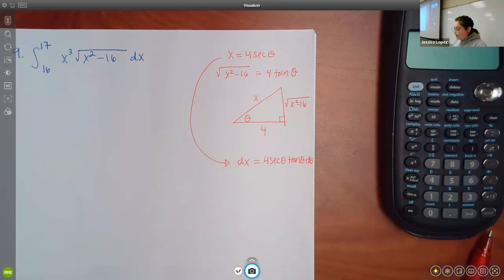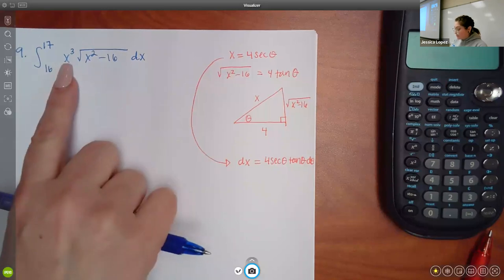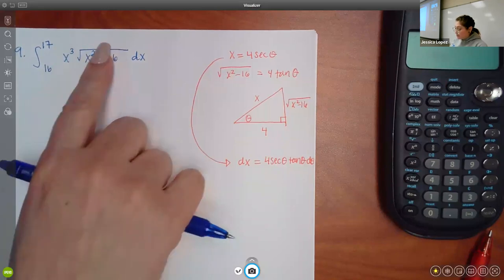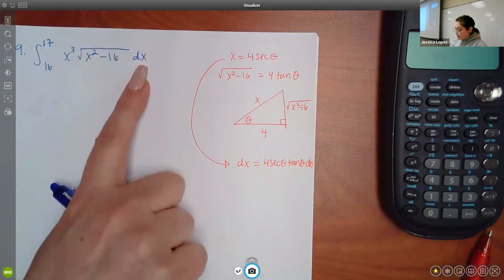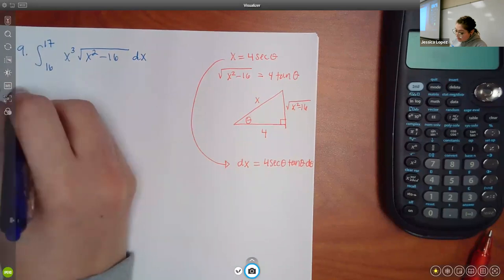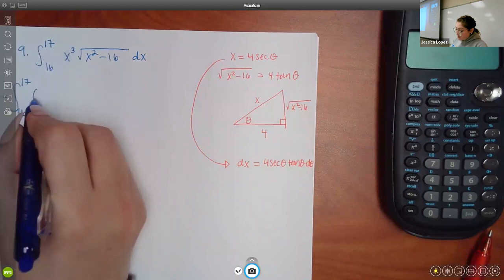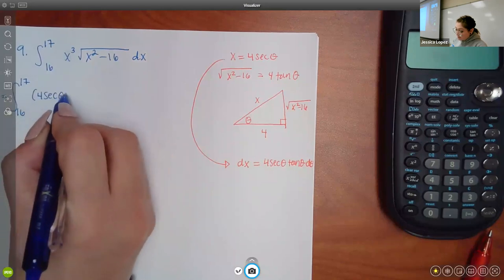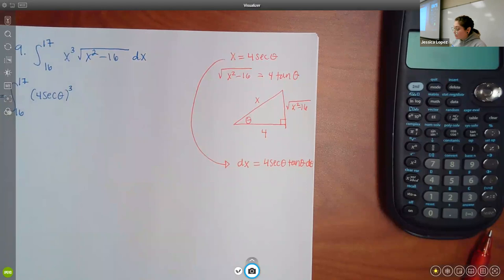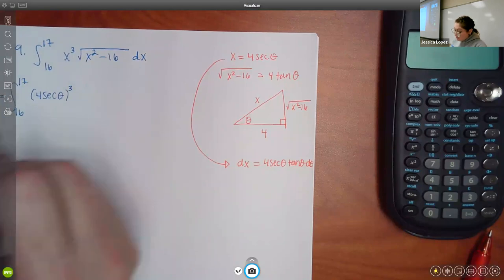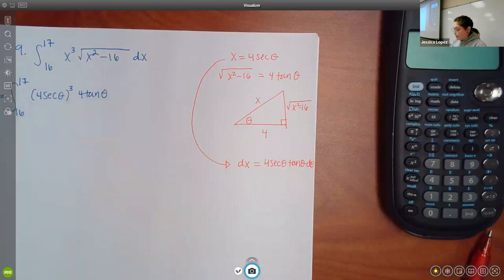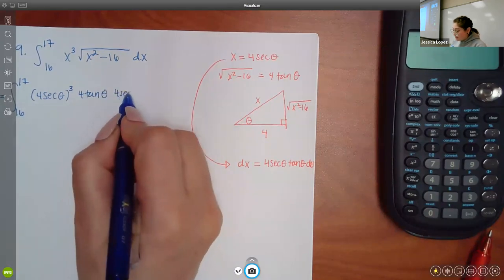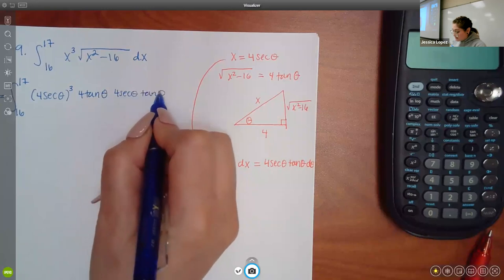So I have all the pieces I need because I know what to substitute for x, right? I know what to substitute for this radical guy, and I know what to substitute for the dx. So we're just gonna plug everybody in, all their conversions. So instead of x cubed, you're gonna have 4 secant theta cubed. Instead of the radical, we're gonna have 4 tangent theta. And instead of dx, we're gonna have 4 secant theta tangent theta d theta.